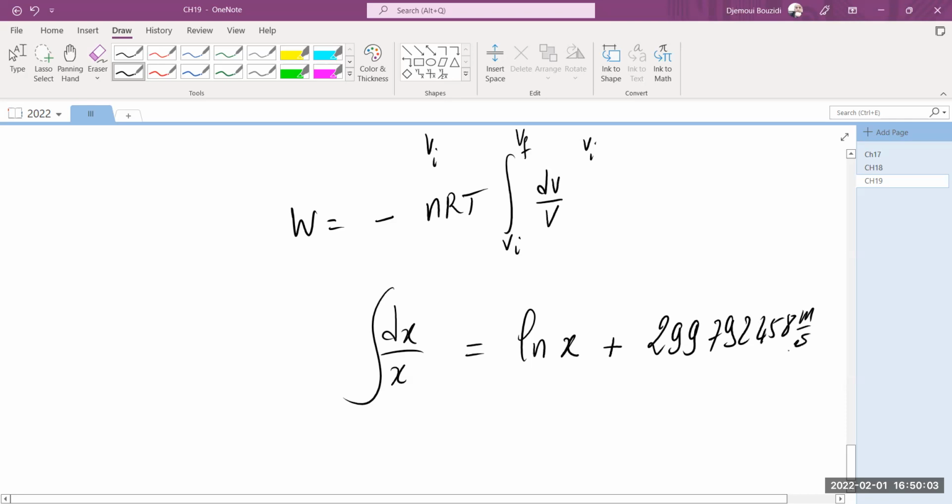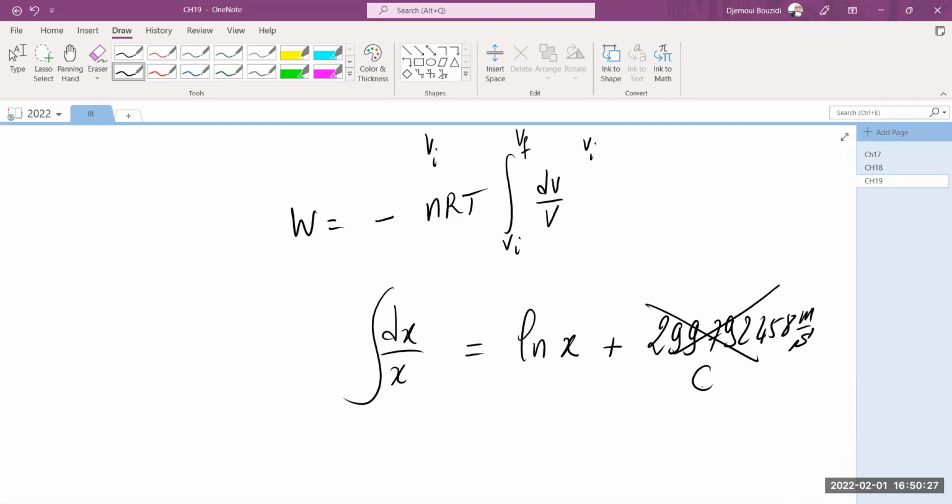Plus 299,792,458 meters per second. Correct? Who said C? Well, I mean as an arbitrary constant. Oh, you don't mean the speed of light. Okay, yeah, good. You had me worried for a second. Okay, the constant C. Every time your calc instructor puts that C there, it makes me wonder why they do that. Okay, plus a constant C. Okay, good.